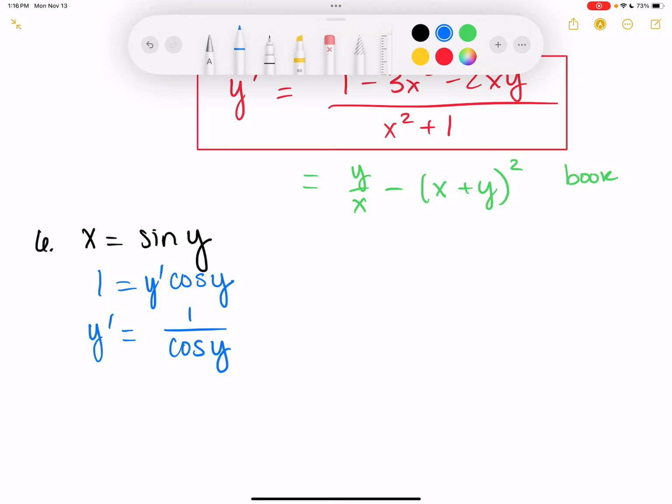And don't tell me we're done. What is the answer? 1 over cosine is... You got it. Secant. Yeah, secant of y.